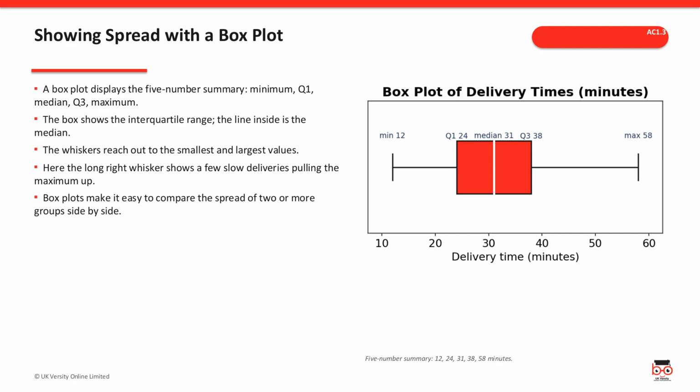Notice the long right whisker here, reaching all the way to 58. That's a handful of slow deliveries pulling the maximum up. Box plots really shine when you want to compare the spread of 2 or more groups side by side.